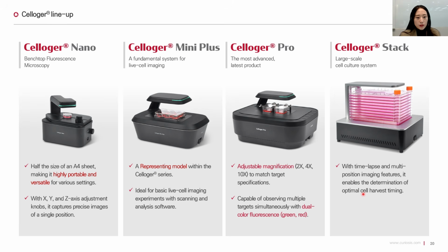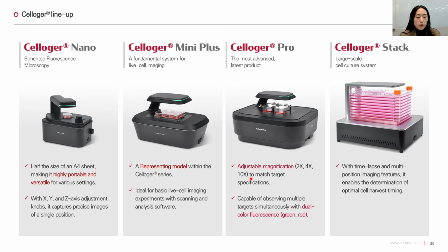Now let me briefly summarize the cellular series and its lineup. First, Cellular Mini Plus is designed for basic live cell imaging among the cellular series. It has a fixed fluorescence filter and magnification, ensuring stable and reliable results for routine experiments.